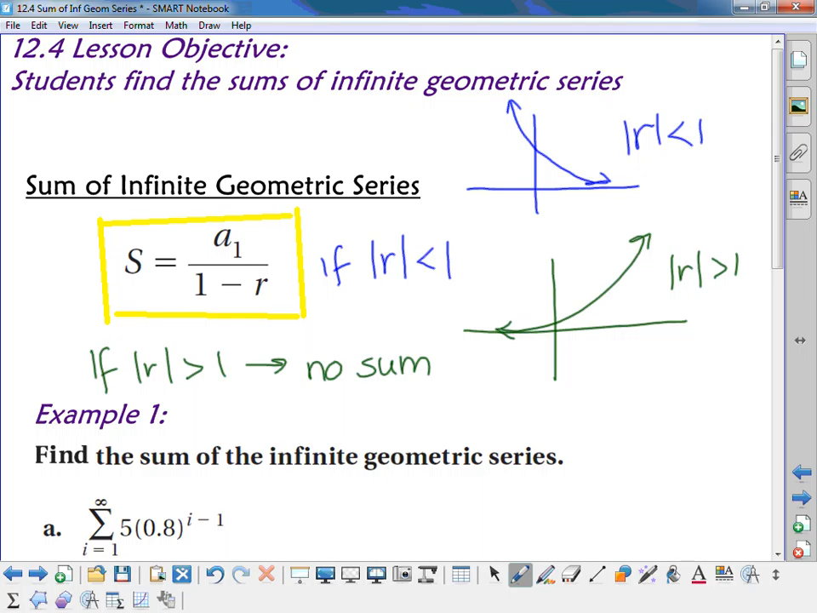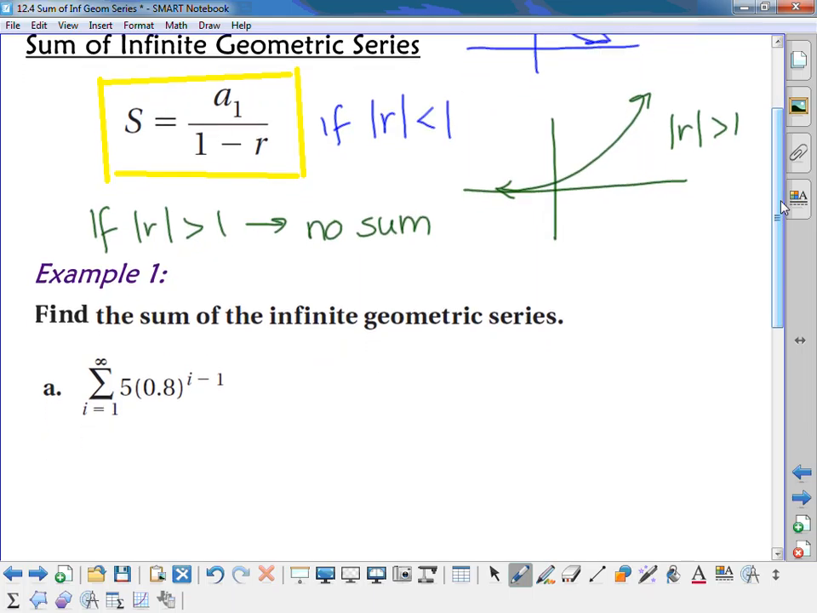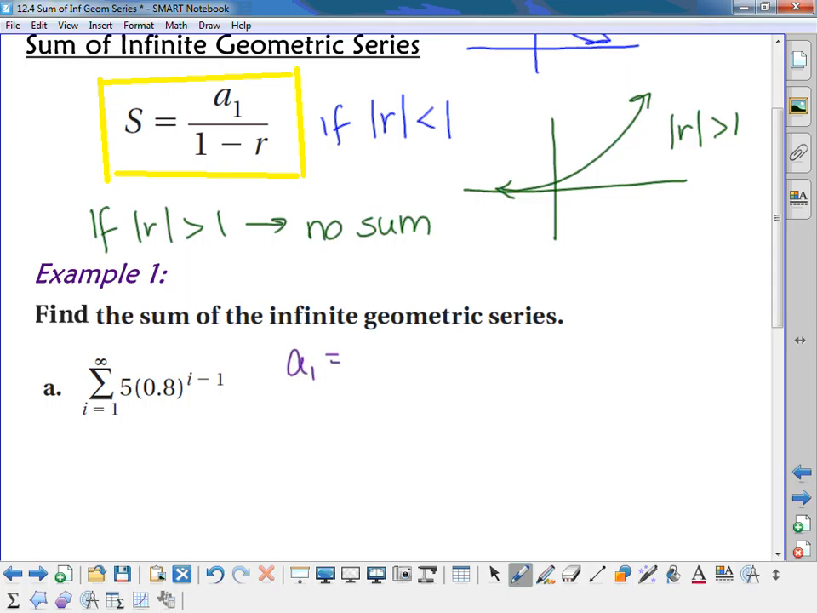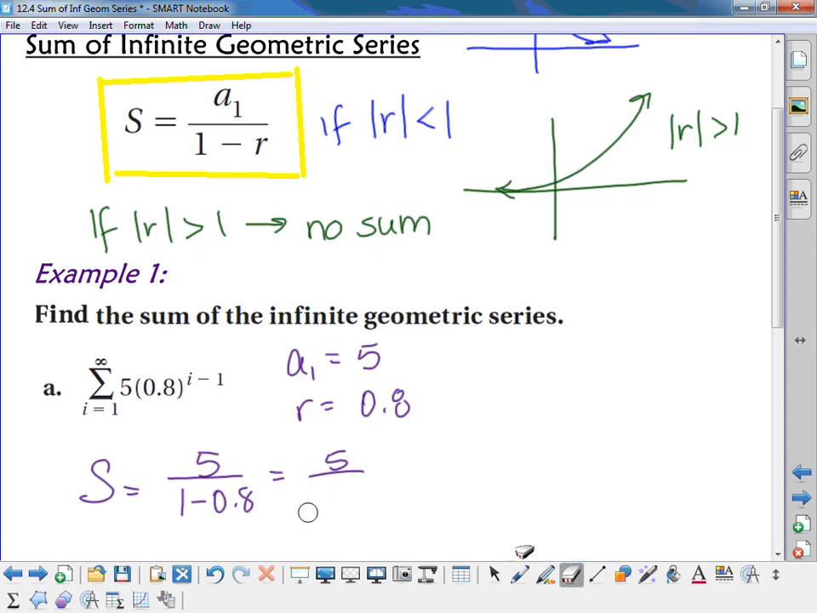So let's take a look at an example. I've got the sum as i goes from 1 to infinity of 5 times 0.8 to the i minus 1. If I look at that, I can see that a sub 1 is 5, and my ratio is 0.8, and so I just plug it into the formula. 5 divided by 1 minus 0.8. So that's 5 divided by 0.2 on the bottom, sorry.